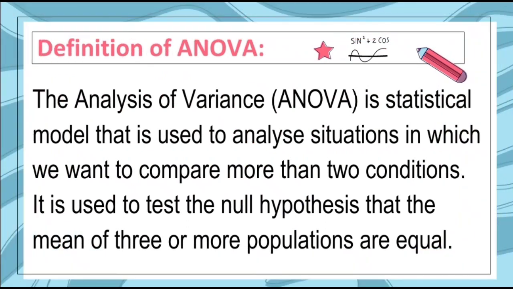Definition of ANOVA. The analysis of variance, or ANOVA, is a statistical model that is used to analyze situations in which we want to compare more than two conditions. It is used to test the null hypothesis that the means of three or more populations are equal.